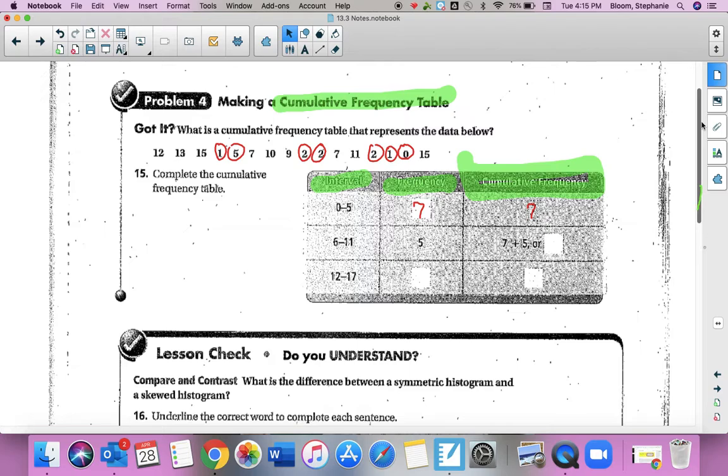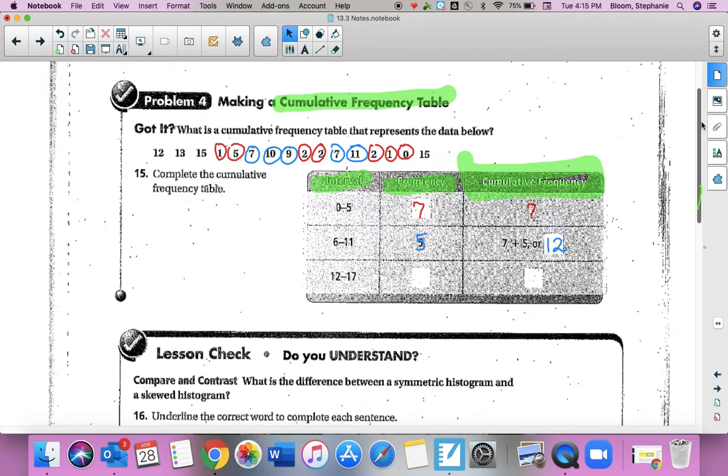Now, let's do the 6 through 11. So I don't see a 6. I see a 7. I don't see an 8. I see a 9, a 10. I see an 11. That occurred 5 times, which is already written. Now, cumulative means added up. So 7 plus 5 would be, now my cumulative frequency is 12. So the cumulative frequency of the first 2 columns is 12.